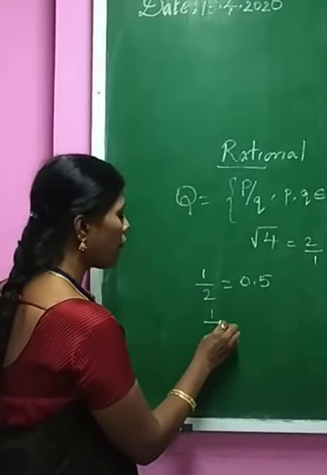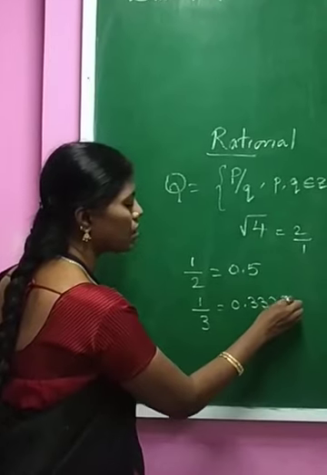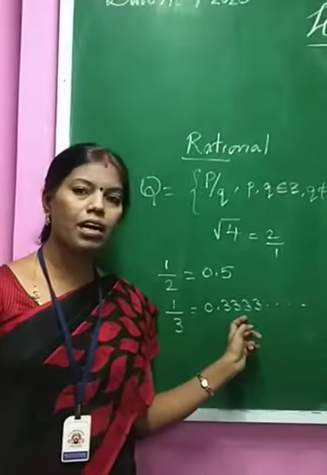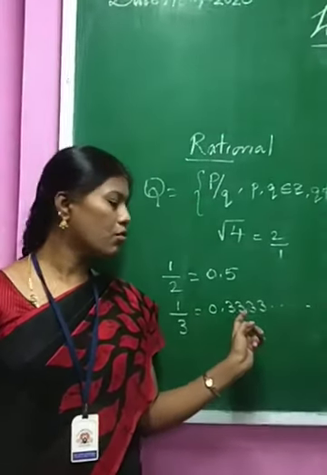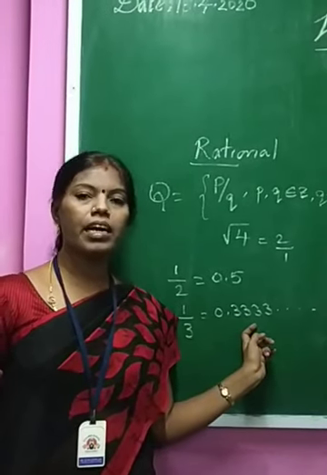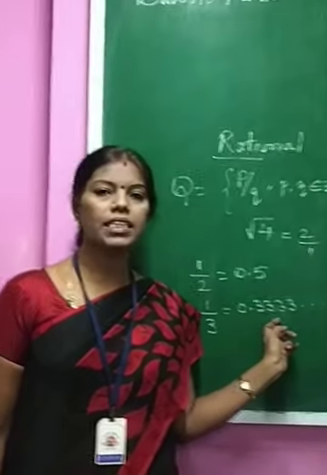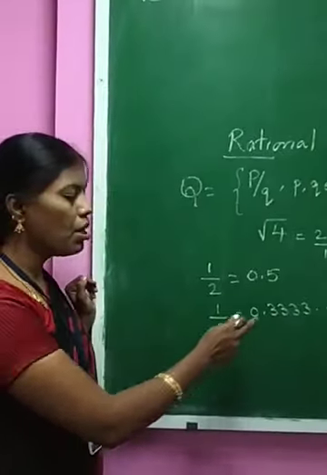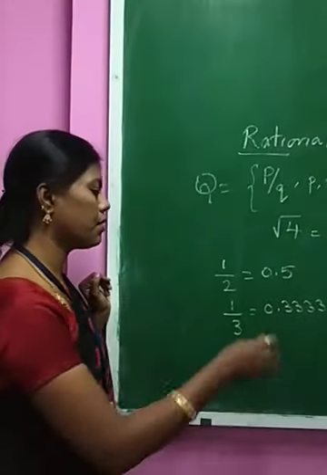And for example, if you take 1 by 3, 1 by 3 is nothing but 0.333 and so on. So here the digits are repeating in the decimal part. So it is recurring. So here we can say that it is a non-terminating recurring decimal. Non-terminating recurring decimals are known as rational numbers. So terminating decimals are rational numbers, and non-terminating recurring decimals are rational numbers.